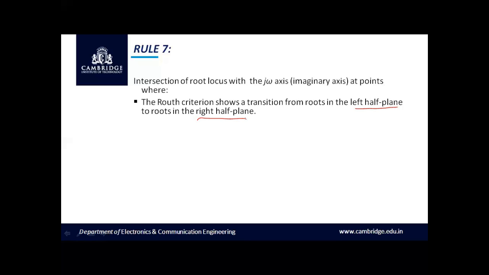exactly on the j omega axis, which means that making use of Routh criteria, we know that if the roots are present in the left half of the S-plane, we say that the system is stable. And if it is present on the imaginary axis, we say that the system is marginally stable. And if the roots are present on the right half of the S-plane, then we say that the system is unstable.